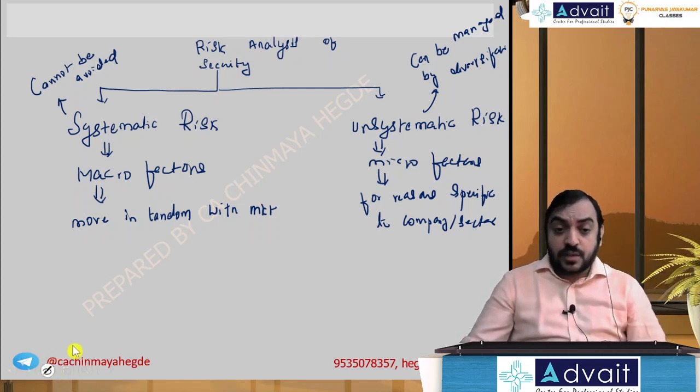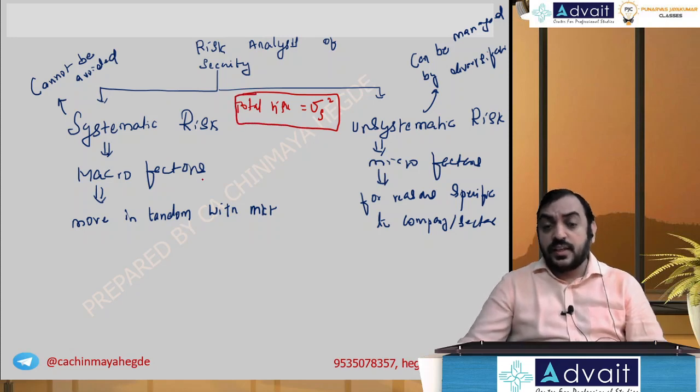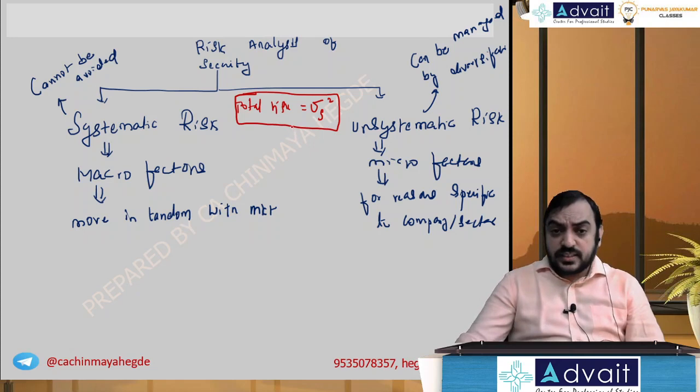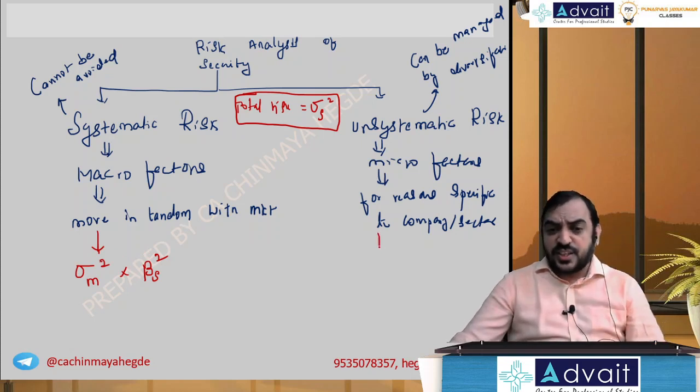So how do we calculate? Measurement we have to do. First of all, how do you calculate the total risk? The total risk of a security is the standard deviation of the security. But I'm simplifying here: I'll convert standard deviation to variance, the standard deviation square. The total risk of a security is sigma s square. This I will divide into two parts. Systematic risk, the formula is given by market variance multiplied by beta of security square. And then unsystematic risk is the residual variance, the balancing figure. It's called residual variance.